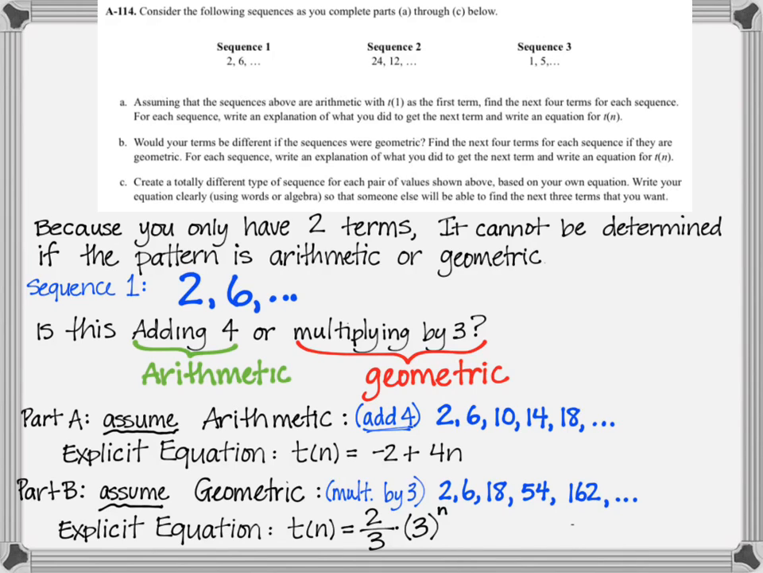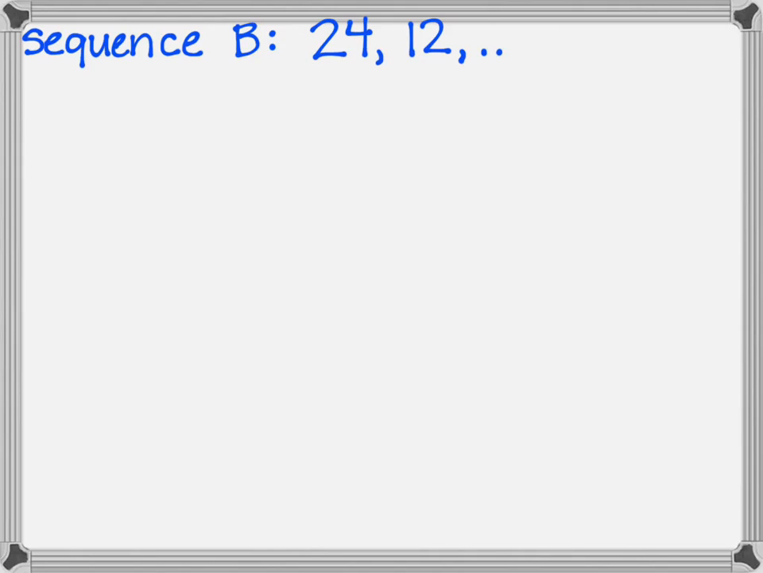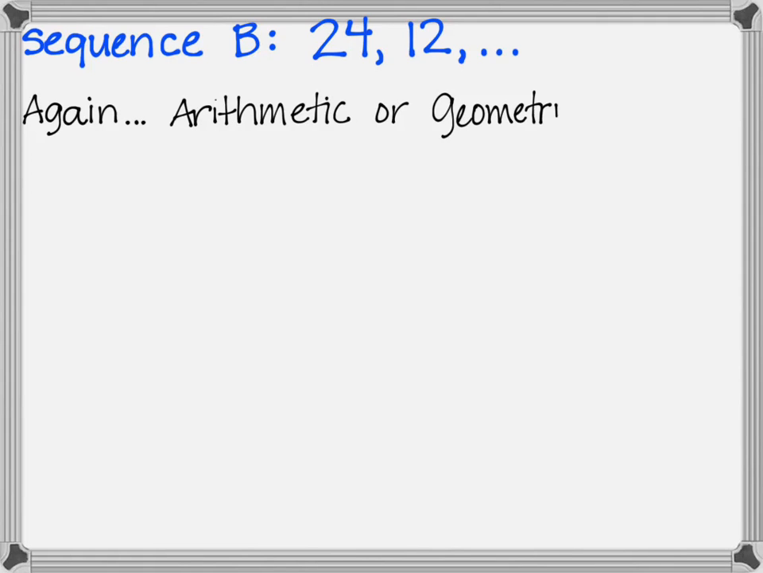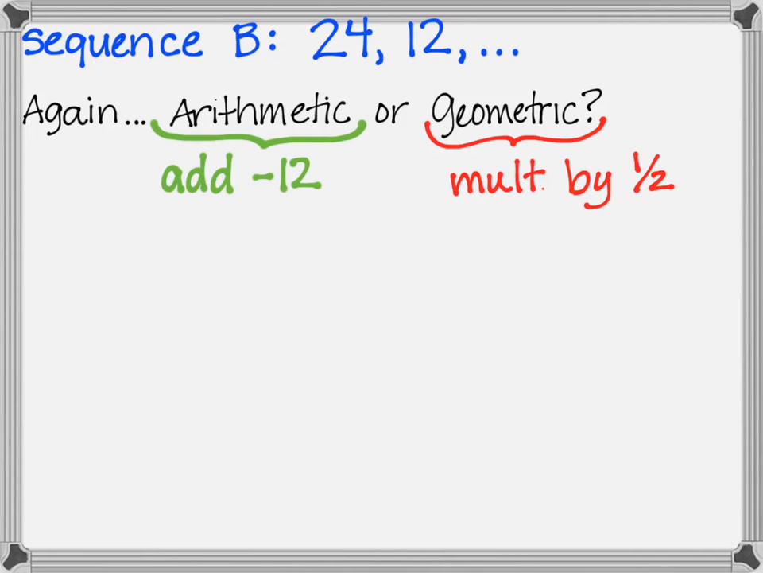The next sequence we're going to look at is sequence 2. I think I called it sequence B, but don't worry about that. So yes, it's sequence B. It started off with 24 and 12. Once again, we don't know, is it arithmetic or geometric? Because look at these numbers, 24 and 12. Arithmetic, what would you do to go from 24 to 12? Well, you'd add negative 12. What about geometric? What would you do to go from 24 to 12 if you had to use multiplication? Well, you could multiply by 1/2. And so we don't know if it's arithmetic or geometric.